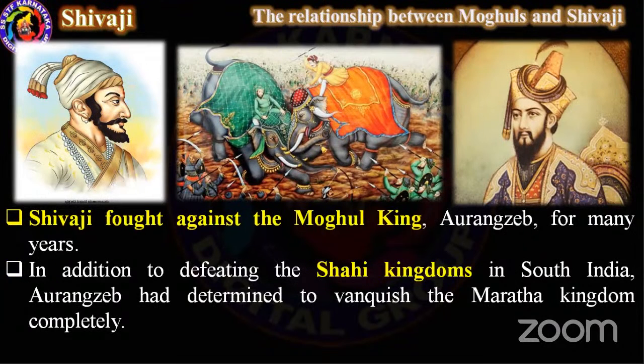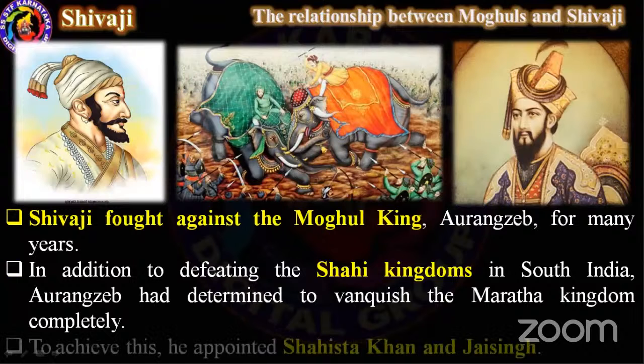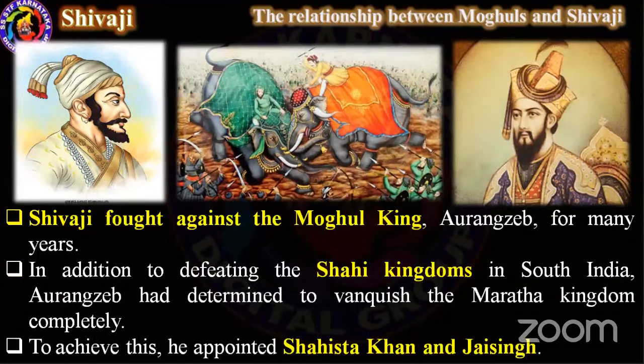Nearly 25 years he spent to defeat the southern rulers like Shivaji and the Shahi kingdoms too, but he didn't succeed. To achieve this, he appointed two officials, Shaista Khan and Jaswant Singh, to defeat the Shahi kingdoms and to control Shivaji. Even they failed in their actions.